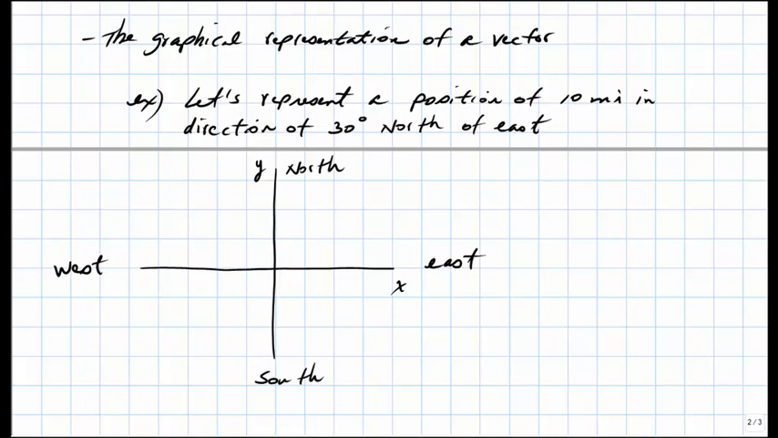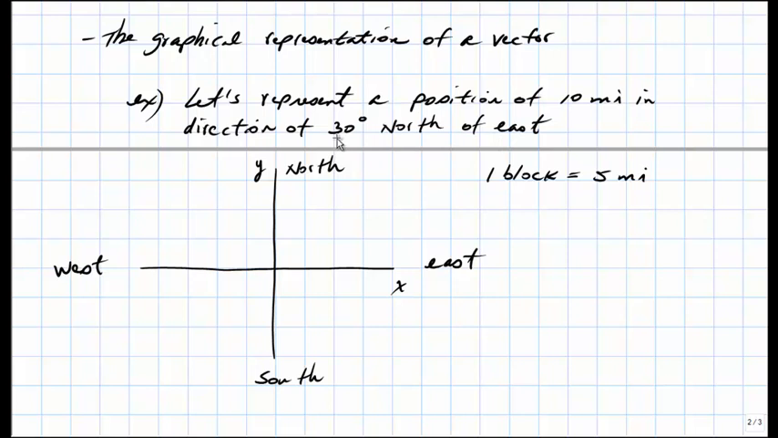We now need to draw our vector, and the vector is 10 miles long. In order to draw it, we have to select a scale. For our purpose, I'll select a scale of 1 block, let's say, equals 5 miles. And so if 1 block represents 5 miles, our vector, which is 10 miles long, will be 2 blocks in length. And a vector is represented by an arrow. So it'll be 2 blocks long, and the direction is 30 degrees north of east.